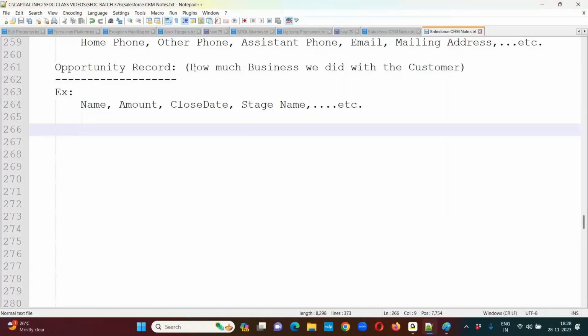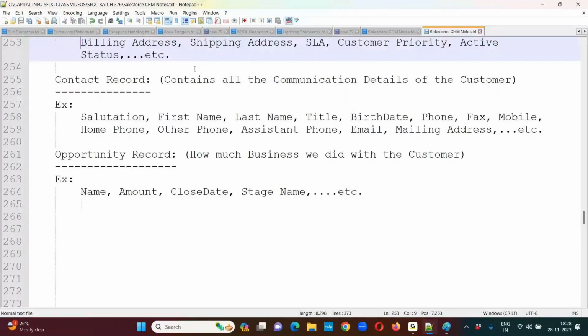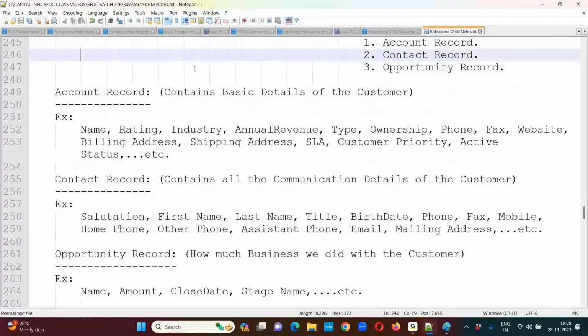Clear? Now these are the three records that will be generated by Salesforce upon converting the lead as our customer. Whenever we convert the lead as a customer, Salesforce will generate an account record, a contact record and an opportunity record. Now, this entire process whatever we have discussed today is called the lead conversion mechanism in Salesforce. This is called the lead conversion process or lead conversion mechanism.